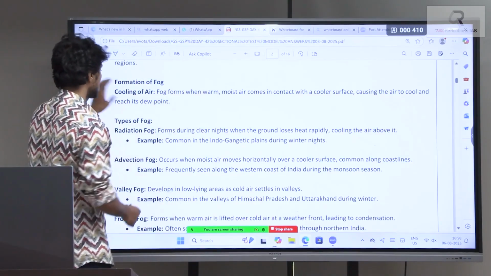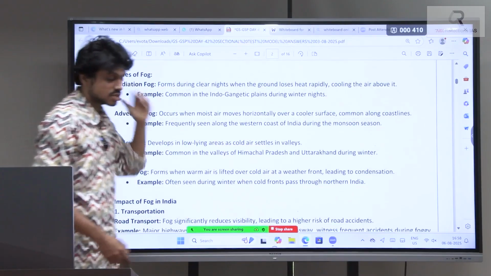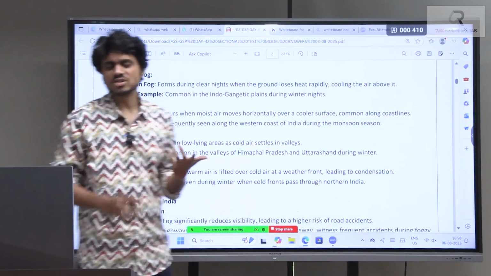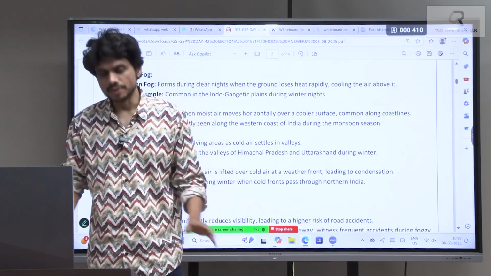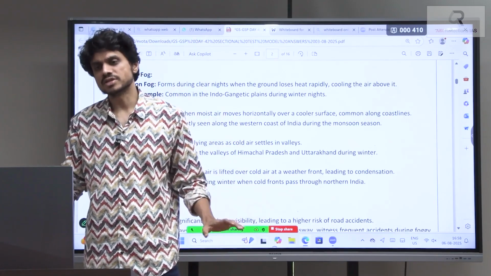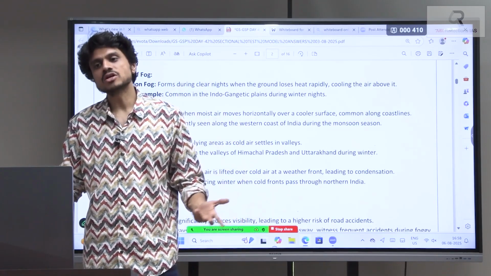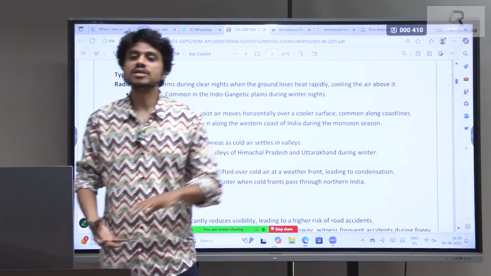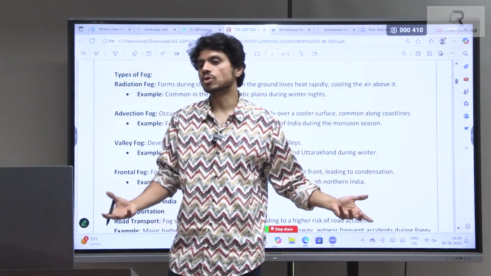Here, the lowering of the temperature can happen during radiational fog. Radiational fog does not mean electromagnetic wave radiation, not that thing. Imagine a winter time period, in the winter season, where the ground has become very cold. As the ground has become very cold, the air that is coming in contact with that ground area, with those rocks, will become very cold.